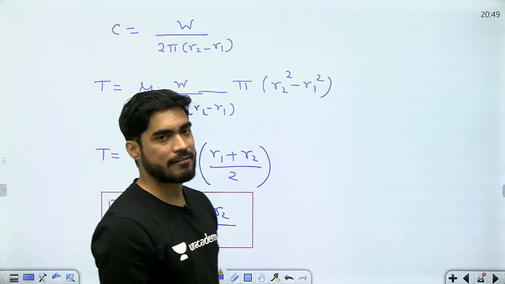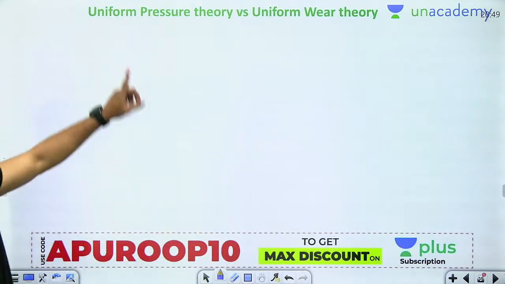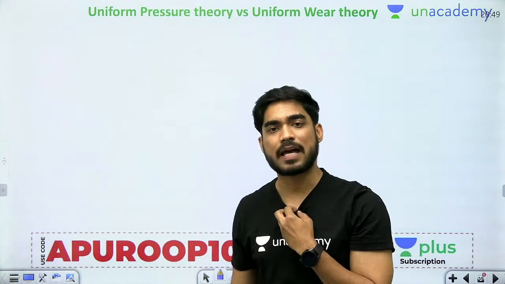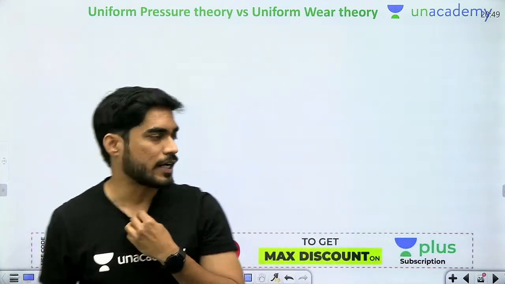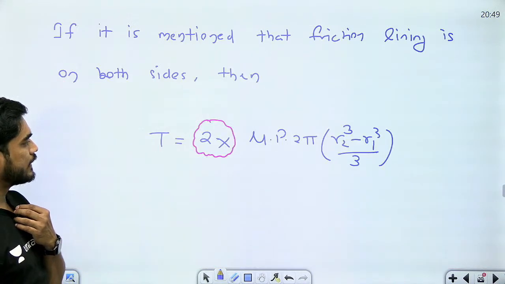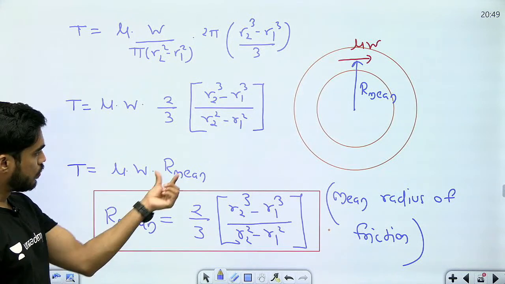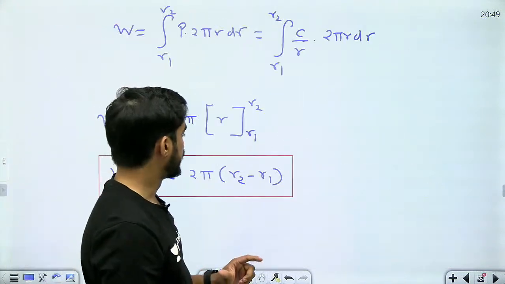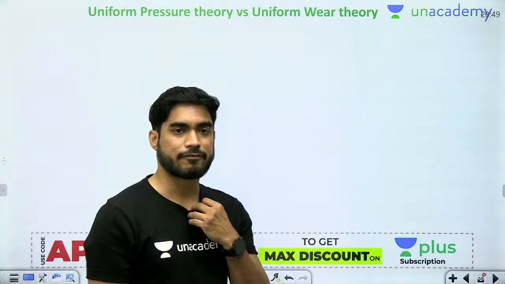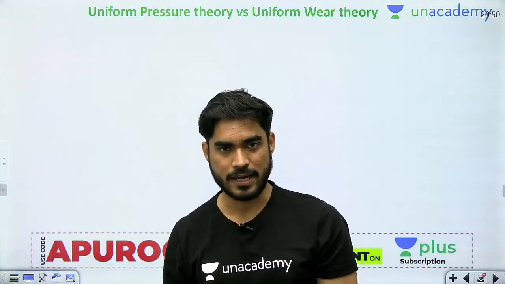Okay. Now how will I compare these two? Understand, uniform pressure theory versus uniform wear theory. What do we need to compare? The torque transfer. So understand, beta, in the torque transfer equation of both, mu and W are the same. Only the mean radius is different. So if I compare the mean radius, I can tell which will give more torque transfer, uniform pressure theory or uniform wear theory. Okay.